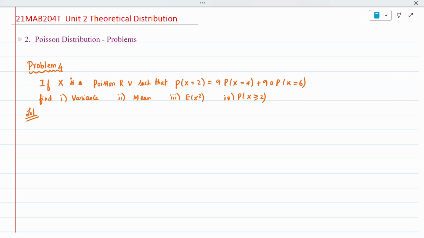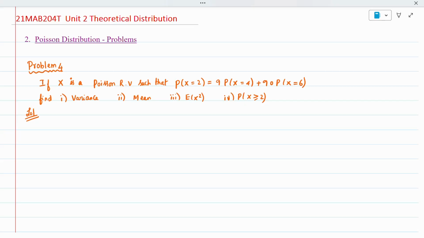Hi all, today's topic is Poisson distribution problem 4. If X is a Poisson random variable such that the given condition holds, with respect to this condition we need to find the variance, mean, E of X squared, and probability of X greater than or equal to 2. One by one we will calculate.